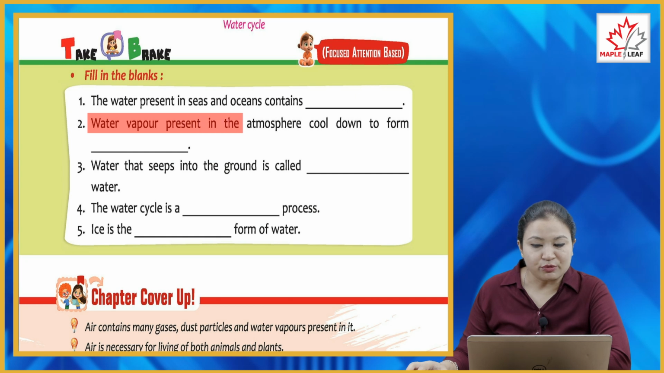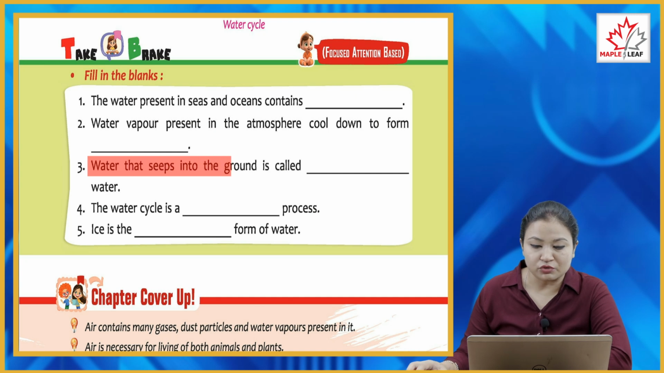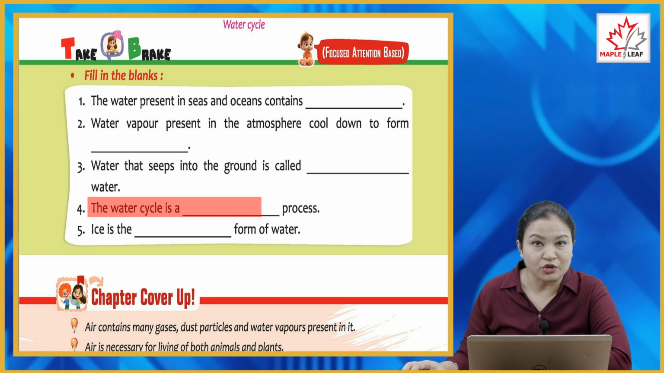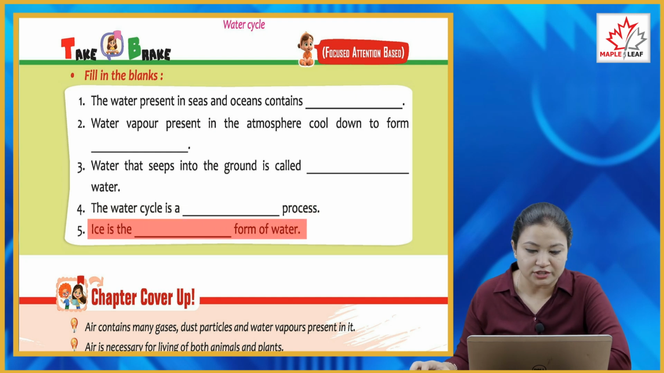Water vapor present in the atmosphere cools down to form clouds. The water that seeps into the ground is called groundwater. The water cycle is a continuous process. Ice is the solid form of water.